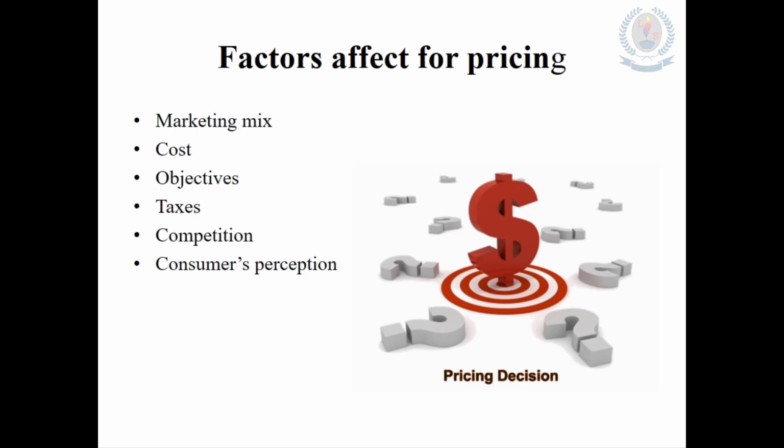Next one is the competition. How much competition is there in the industry? Are there many competitors? What are the prices of these competitors? What are the pricing strategies that these competitors are following? Such things have to be considered. Next one is consumers' perception. That means sometimes according to the income of the customers, they decide what type of product to purchase. Low income level people sometimes go for low price products. Higher income level people may look for premium price products based on quality. Therefore, the customer's perception also matters.